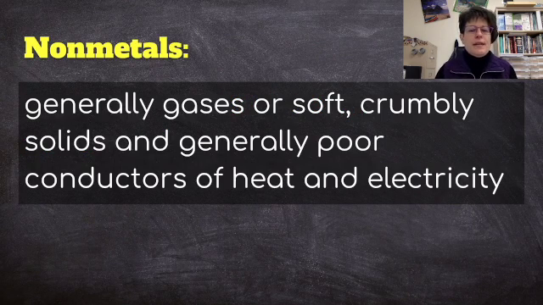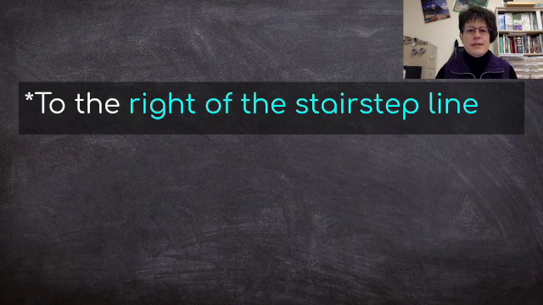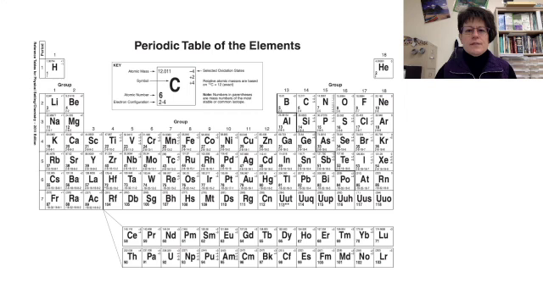Nonmetals are generally gases or soft, crumbly solids and generally poor conductors of heat and electricity. They are to the right of the stair-step line. So again, here is our stair-step line, right there. There are these elements over here. Also, we would include hydrogen there in with that as a nonmetal because it's a gas. Although if you cool it down to a low enough temperature, just about absolute zero, it will have metallic properties.